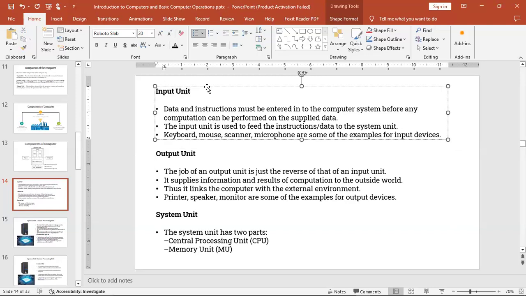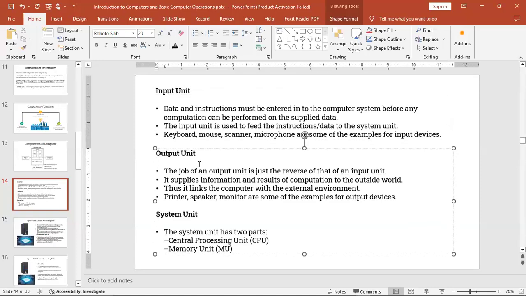I cannot overemphasize the input unit. I think it's already self-explanatory. I've already explained this many times. So the input unit is used to input the data or the instructions into the system unit. That's all. That is its role. Let's look at the output unit.